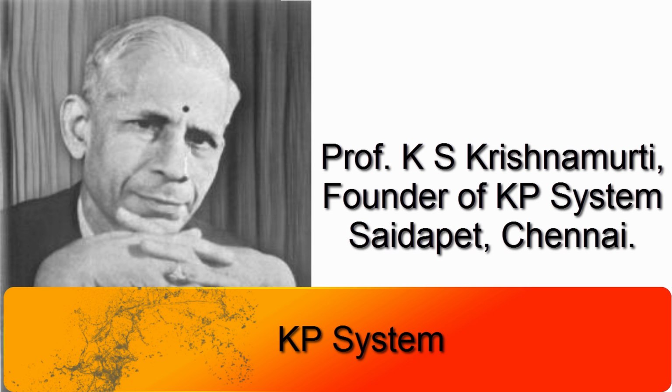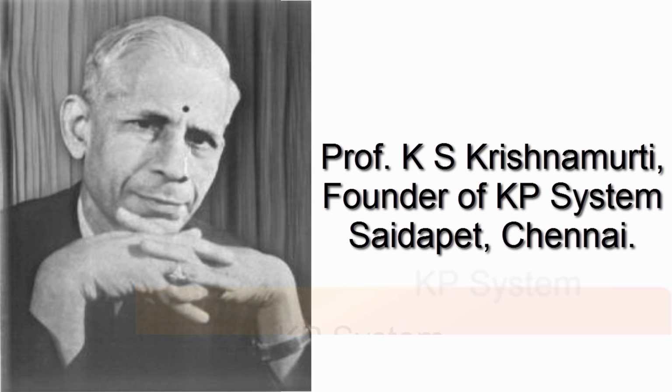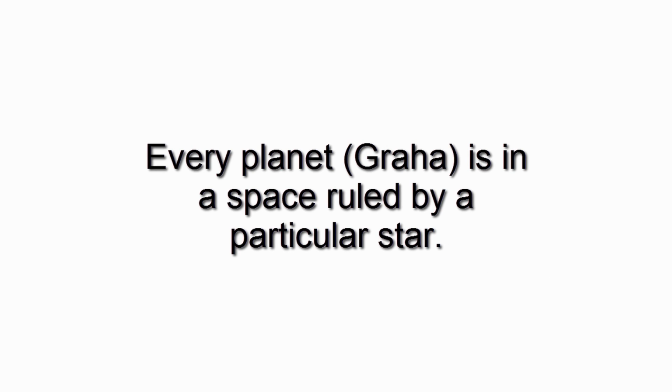In this system, he introduces a concept called the sub-lord. We all know what the star lord is. Every planet, though it occupies a sign, also at the same time occupies a nakshatra. The planet that owns the nakshatra becomes the nakshatra lord. This was the final division in space as far as astrology went.